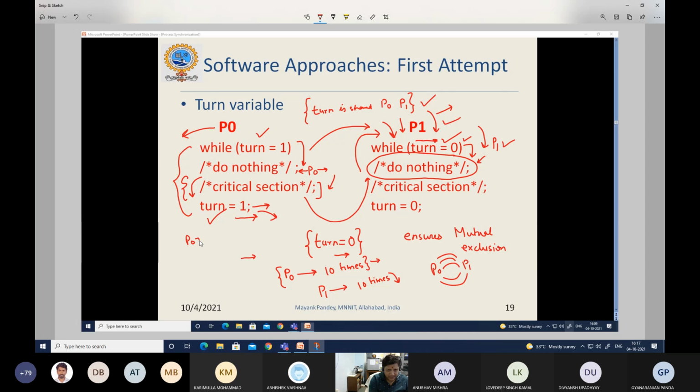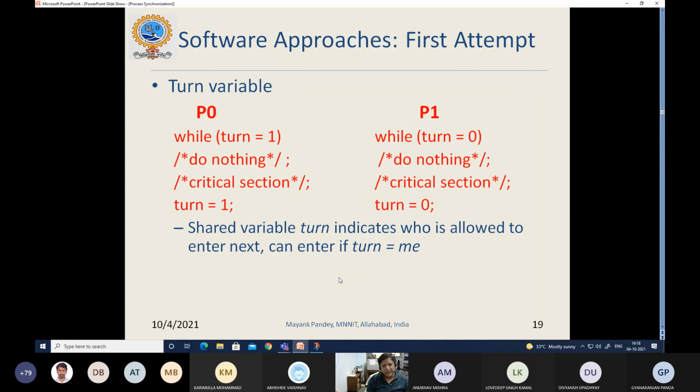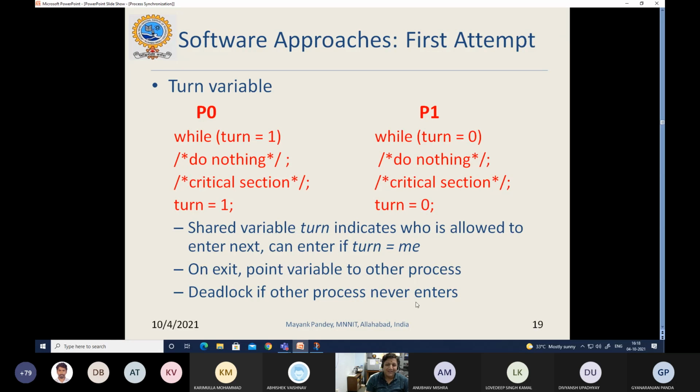Now suppose P0 has executed, and P0 wants to execute again. It cannot. Before P0 can execute again, P1 has to execute. Yes or no? Yes, sir. So that's the issue here. The shared variable turn indicates who is allowed to enter next. A process can enter if turn equals its own id, and at exit it sets the variable to the other process. There is a deadlock if the other process never enters. Suppose P1 is never scheduled. So P0 completes, and next time it will just be waiting, because it is dependent upon P1 to change the value of turn again.